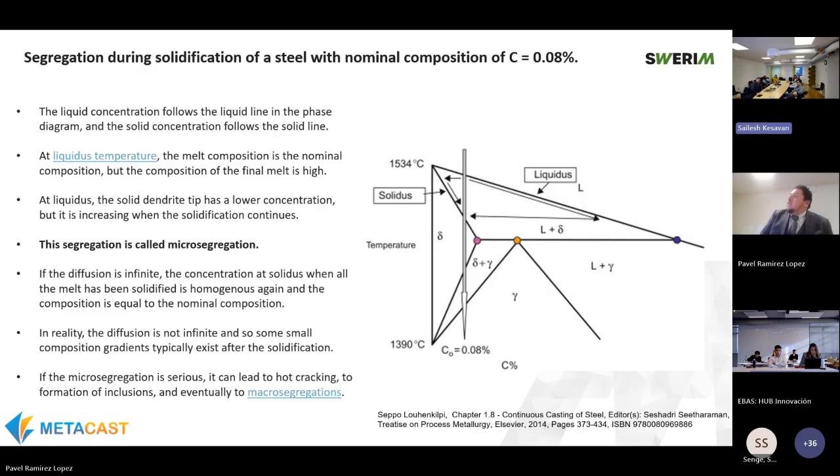Now we will introduce the other concept, which is diffusion. And you remember we also discussed diffusion, how easy it is for the atoms to move within the structure. And the concentration at solidus, when all the melt has been solidified, is homogeneous again, and the composition is equal to the nominal composition. That's the case of infinite diffusion. But in reality, we discussed that this is not the case, and some small composition gradients typically exist after solidification. If this microsegregation is very serious, we can have the formation of voids, we can have the formation of cracks. You remember we also looked at the example of freckle formation in superalloys, and we will come to that example again.